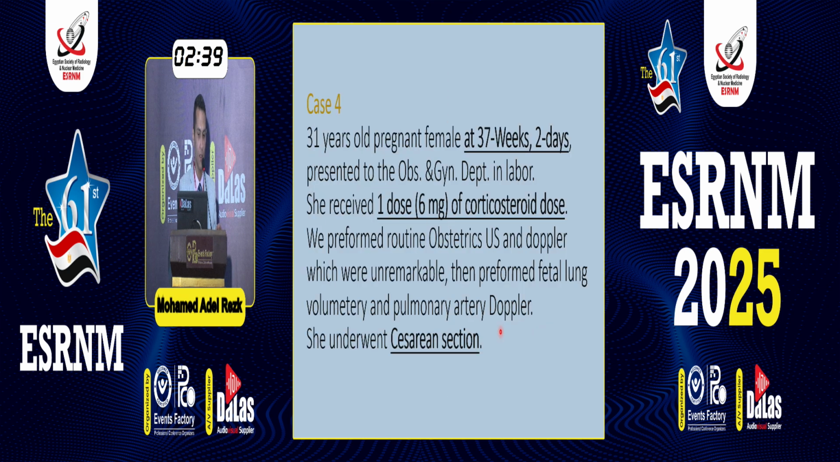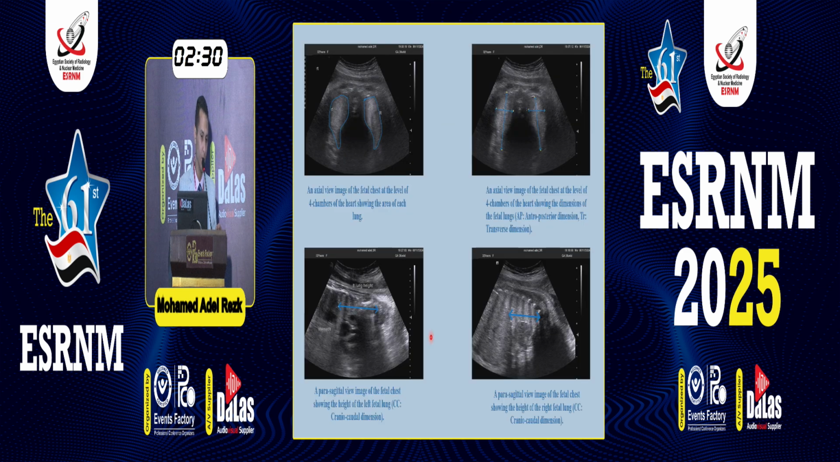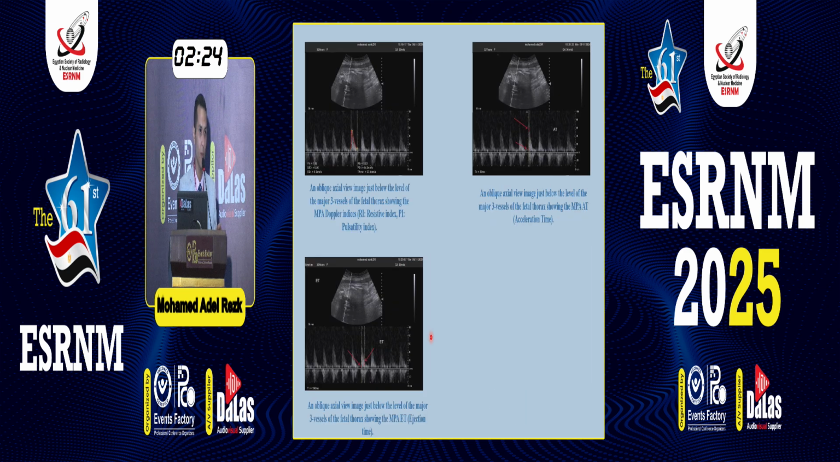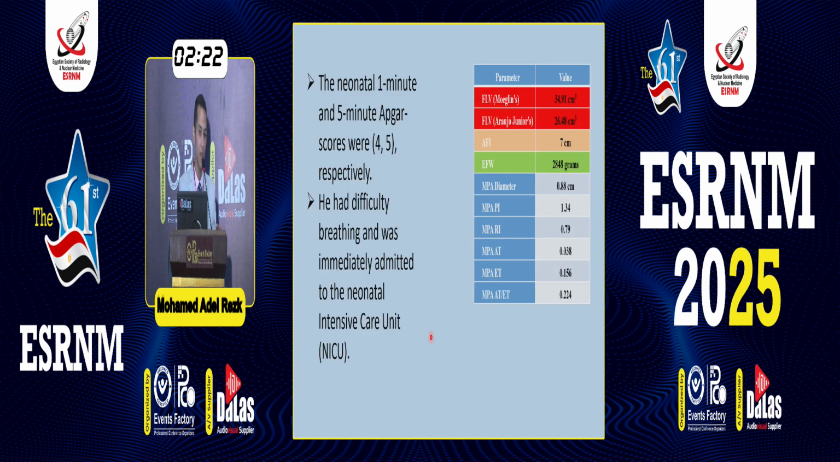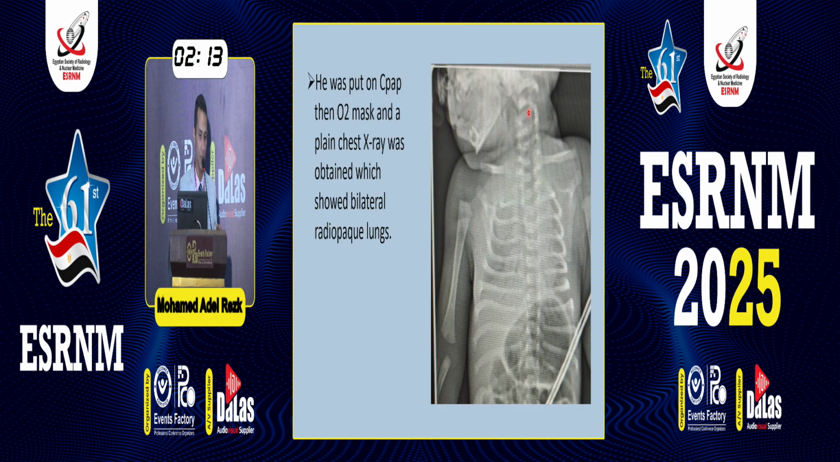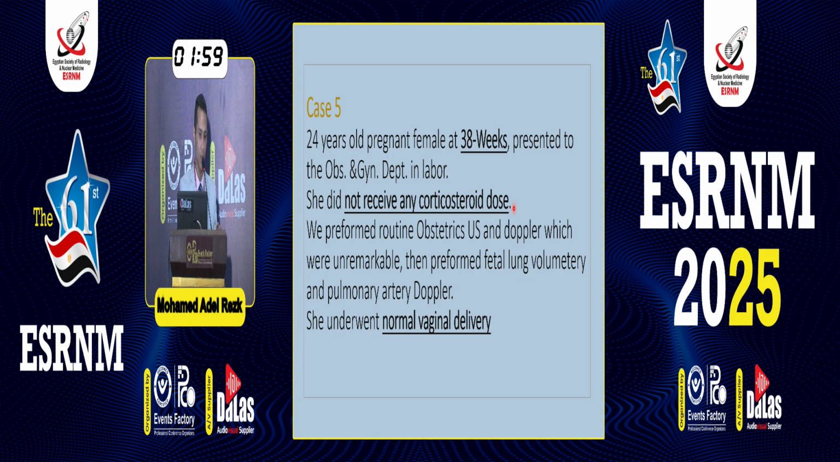Fourth case is a 37 weeks pregnant female, and this patient had a single dose of corticosteroids, and she underwent cesarean section. Those are the lung measurements and the Doppler assessment. Her fetus had only decreased lung volume below our cutoff, but he also went into the NICU. He had an AB chest X-ray which showed bilateral lung opacities, but he didn't have pneumonia. It was respiratory distress.